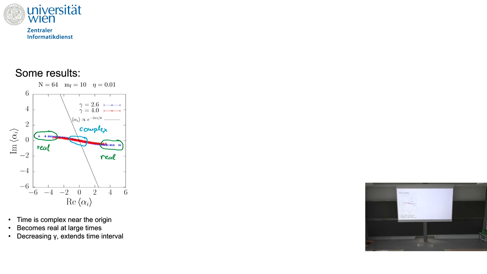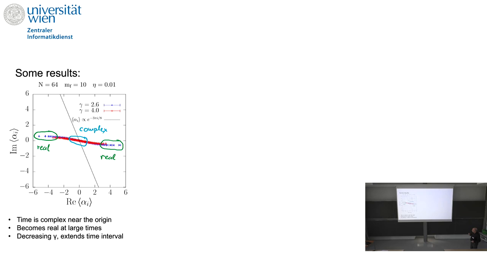So let me show you some results. These are the distributions of the alphas, the eigenvalues of A0, for an interesting set of parameters. We have done lots of simulations, but for what I'm going to discuss today, these are the relevant ones. This is for 64 by 64 matrices. MF is not so small, it's equal to 10. And gamma here is changing, the parameter controlling the Lorentz invariant mass.